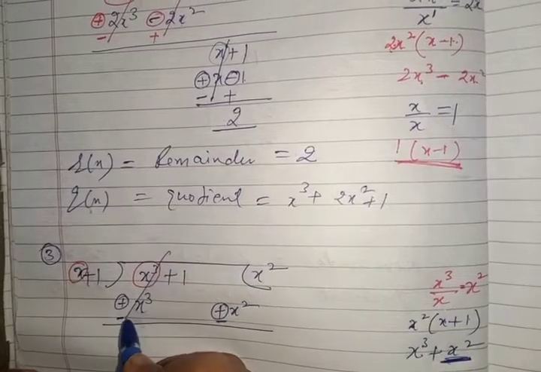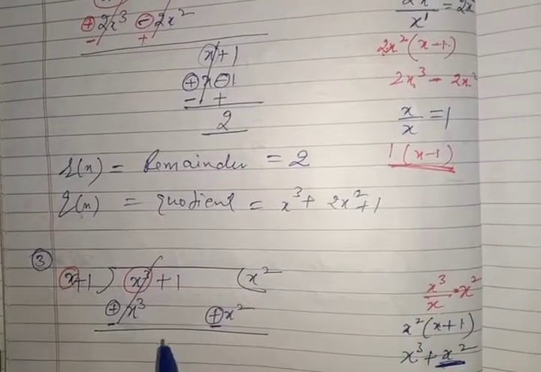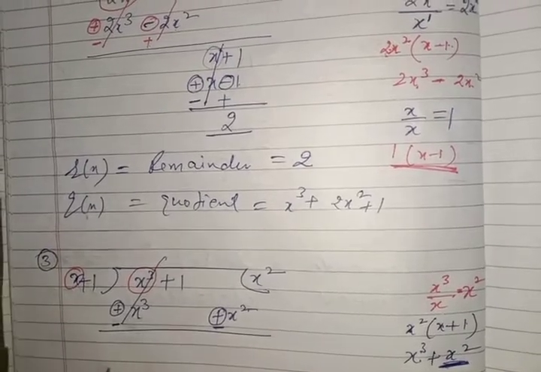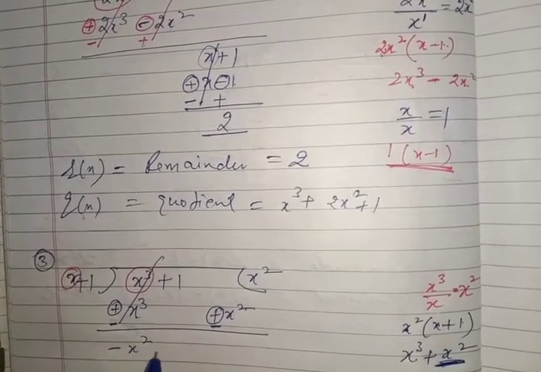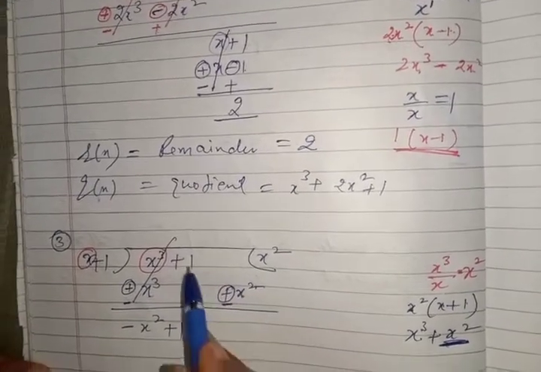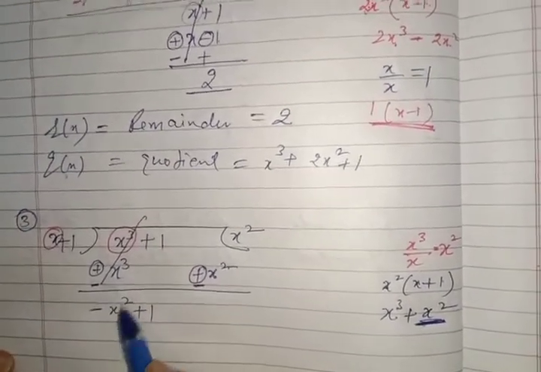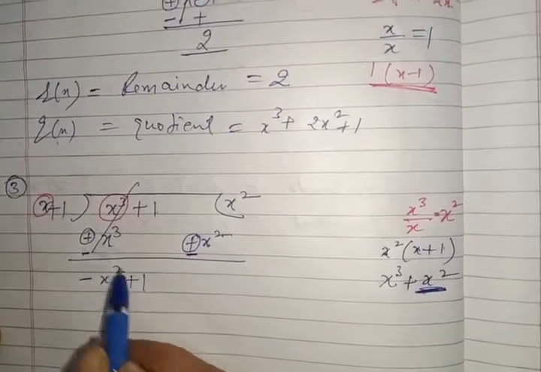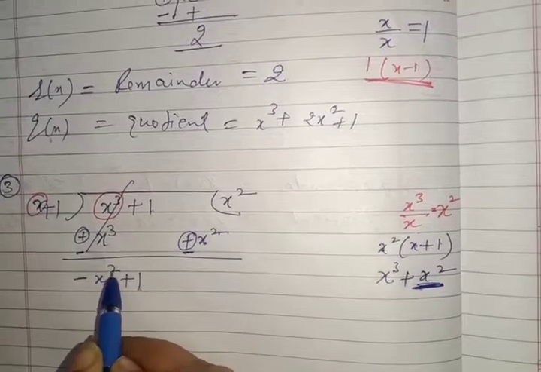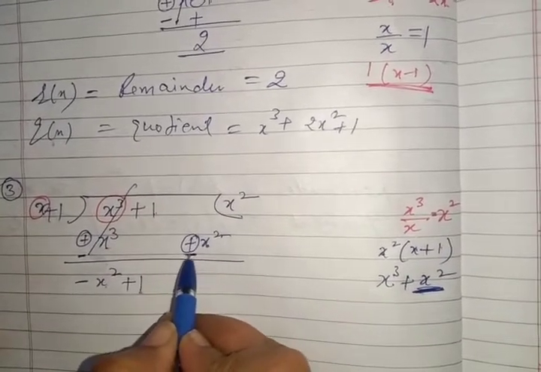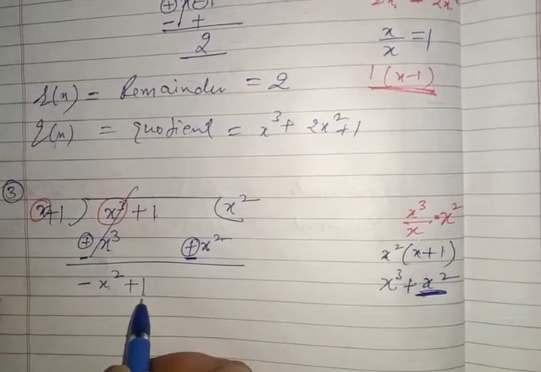It will get cancelled. Now according to the degree we will write. Its degree is 2. So first we will write this with the sign. It's minus x² plus 1. This will come first and this will come next because its power is 2 and this is a constant term. So first x² will come and then this one, and with the sign it will come. So minus x² plus 1.